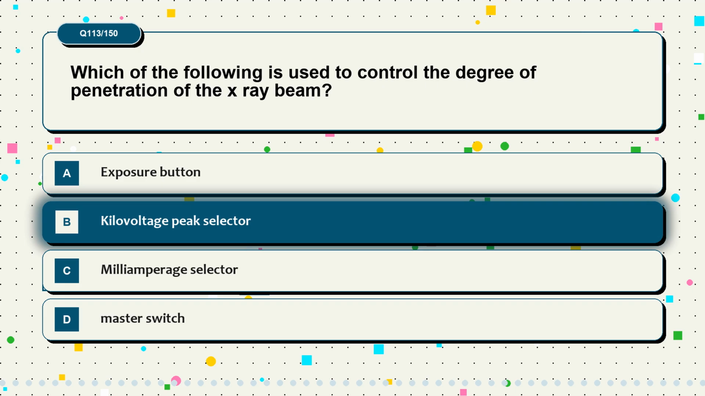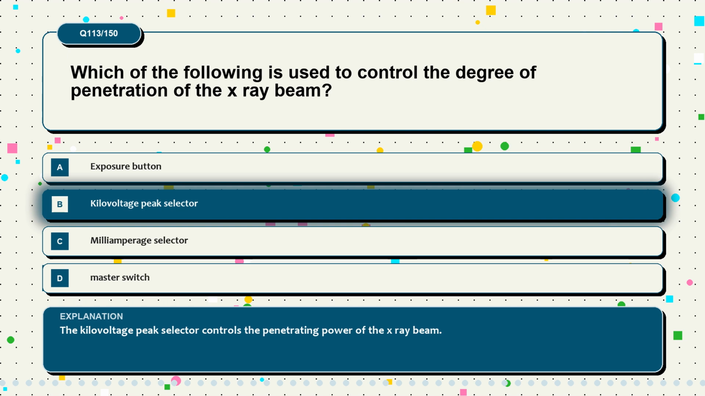The correct answer is option B. Kilovoltage peak selector. The kilovoltage peak selector controls the penetrating power of the X-ray beam.